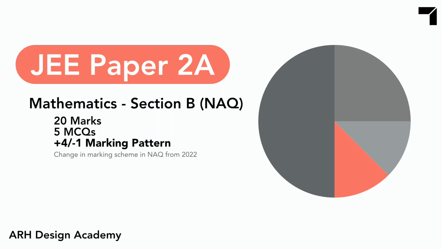Section B is the NAQ type, or numerical answer type, question. There are 5 questions in total. Till last year, they had +4 if you gave the right answer. No negative marking was there, but this year from 2022, they have introduced negative marking in the NAQ section as well.